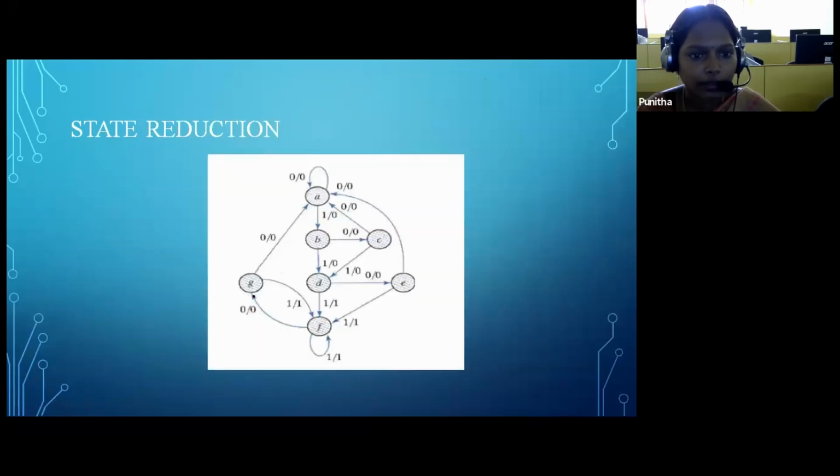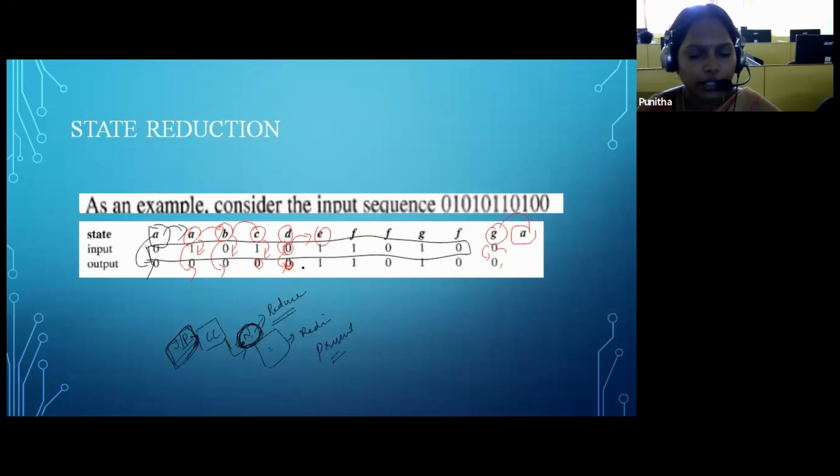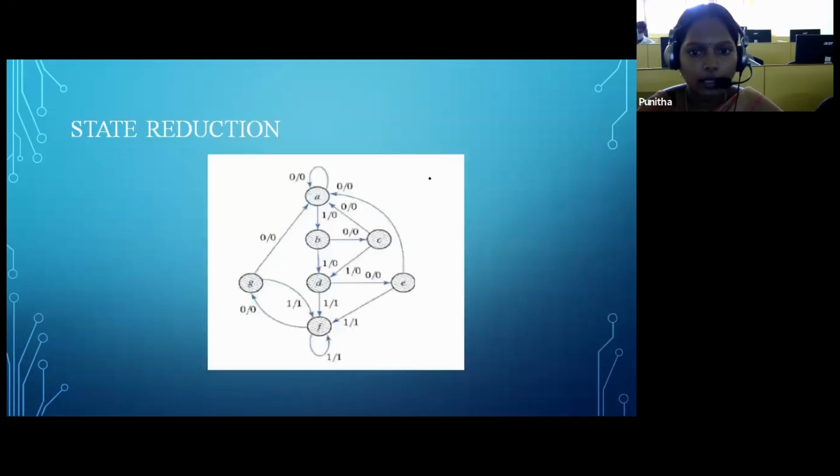First, look at what all the states are. They're mentioned in circle format: A, B, C, D, E, F, G. That I have to mention here as the present state: A, B, C, D, E, F, G. Then I need to check whether input and output are present in this state diagram or not.